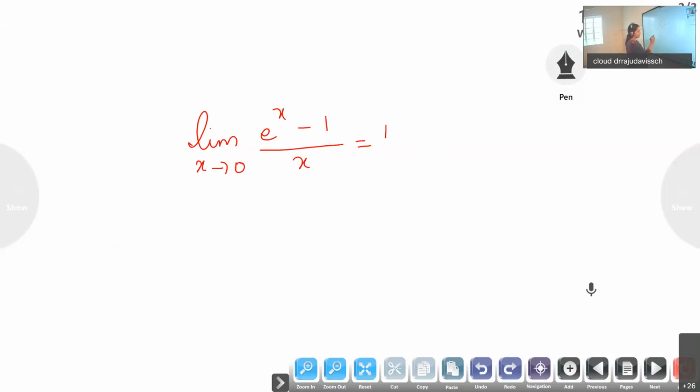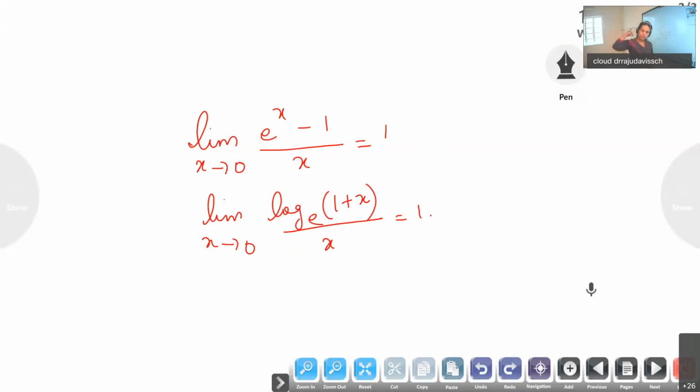And for the logarithmic function, limit x tending to 0, log of 1 plus x by x to the base e is 1. Limit x tending to 0, log of 1 plus x by x is equal to 1. So with this, all the formulas in limits are over.